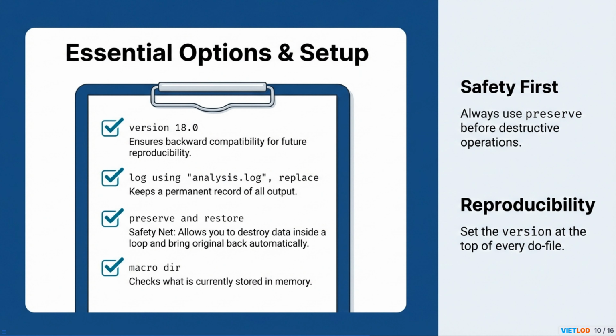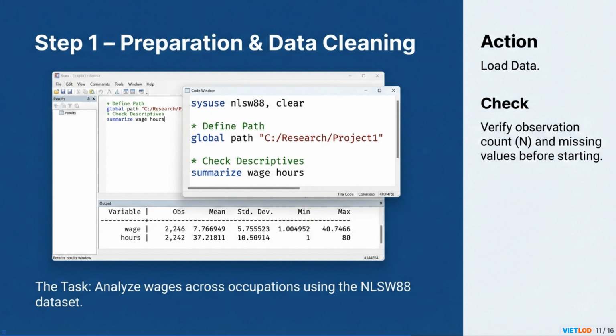The preserve and restore commands are your safety net. Use preserve before any operation that changes the data, like reshaping or collapsing. If something goes wrong, restore brings your original data right back. The macro dir command is a useful utility to check which macros are currently defined in memory and what they contain. Imagine you are in a loop and need to collapse the data to get state-level means. You would preserve before the collapse, do your calculations, and then restore at the end of the loop iteration to get the original microdata back for the next state.